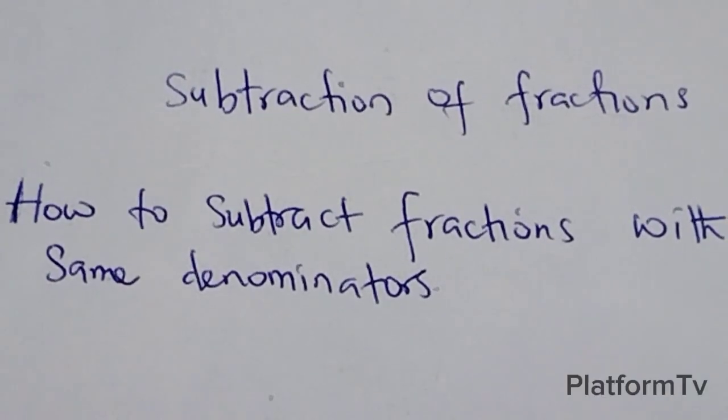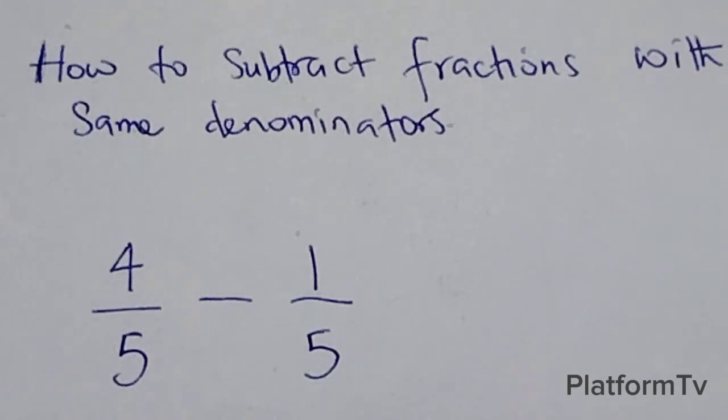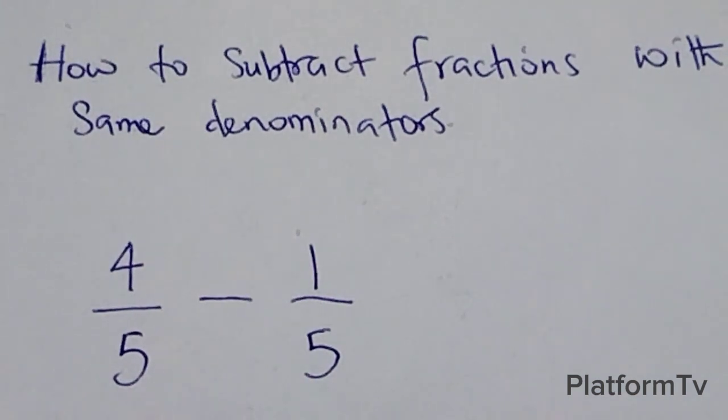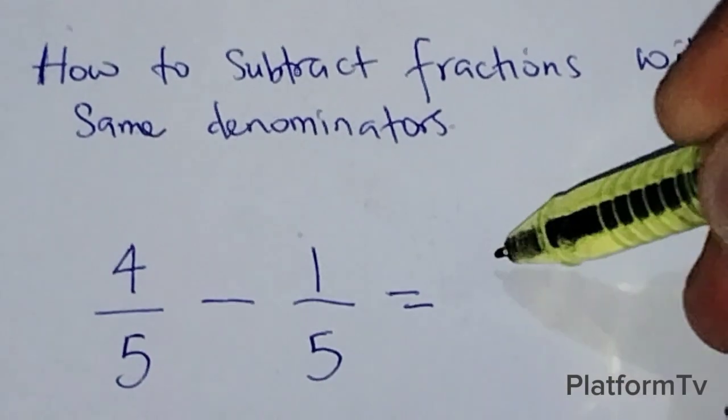First of all, how do we subtract fractions with the same denominators? It's easy, like in the first question asked, 3 over 4 minus 1 over 4, and you said the answer was 2 over 4. You were correct. In this case, since the denominators are the same, just like in the case of addition, fractions with the same denominators can be subtracted directly. So 4 over 5 minus 1 over 5, my answer is what? 3 over 5.